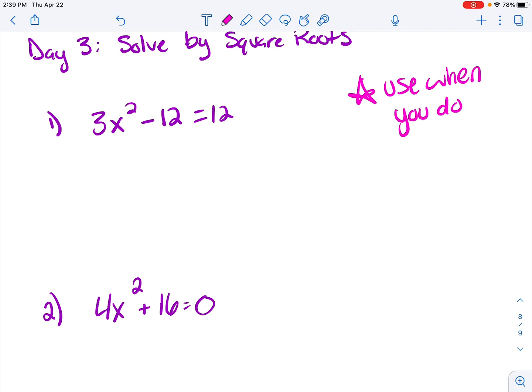So anytime you don't have a b value, or an x value, you can use this. Because remember, the b is in front of the x. So you have an x squared and you have another number.